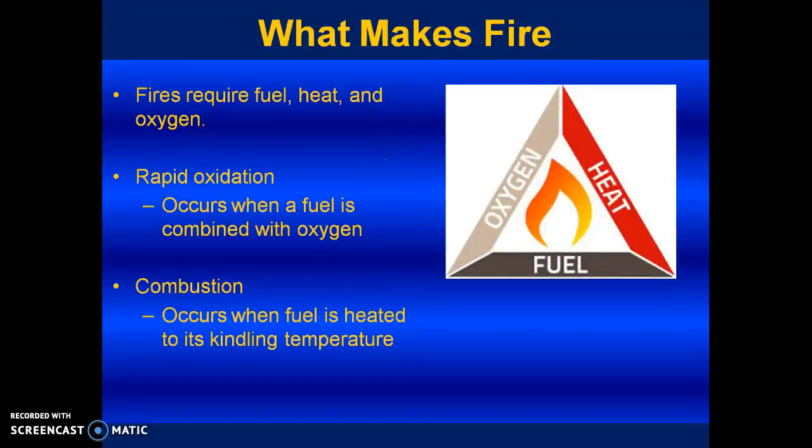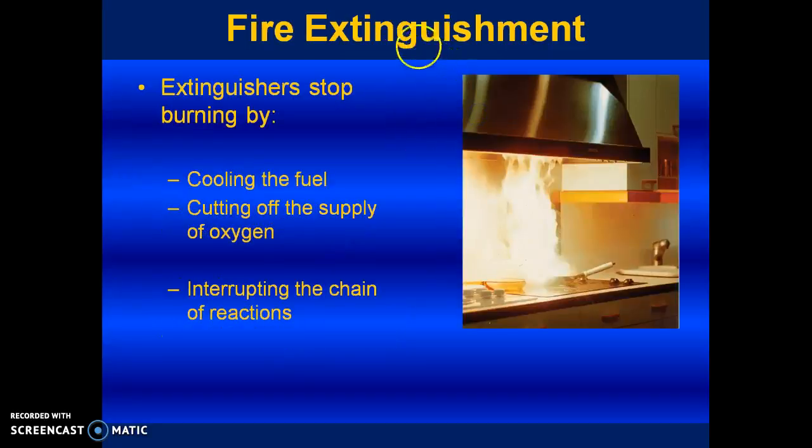What makes fire? Fire requires three things: fuel, heat, and oxygen. They mix, which causes combustion when heated to its kindling temperature, which then causes the fire. Fire extinguishment stops burning by cooling the fuel, cutting off the oxygen supply, or interrupting the chain reaction of the chemicals that produce fire.